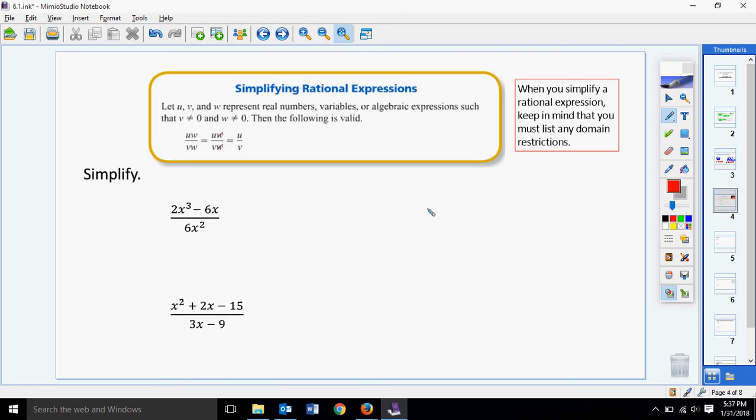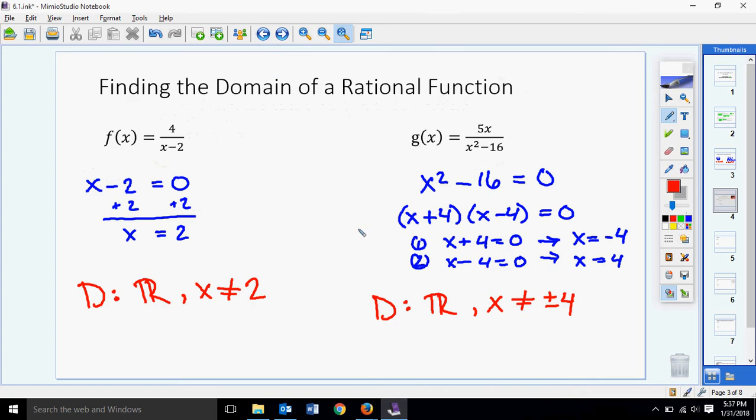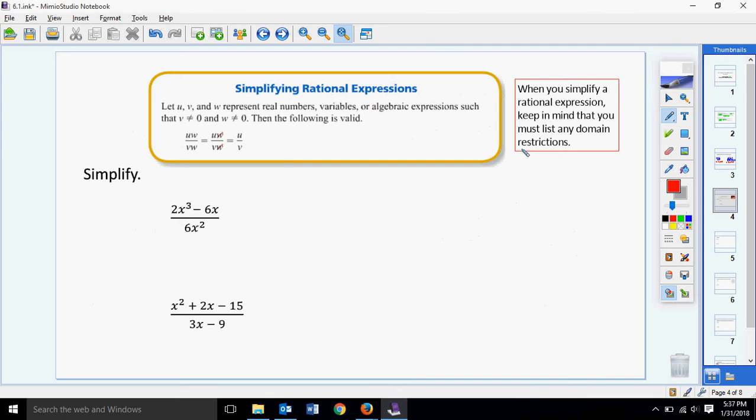Now, simplifying rational expressions. Keep in mind that we need to list our domain restrictions. That's just what we did over here. Our restriction on the function f was 2; x couldn't be 2. And on the function g, x couldn't be positive or negative 4. That's what it means by listing any domain restrictions. When we go to simplify, notice up here that if u, w, and v are either real numbers, variables, or algebraic expressions, we can cancel them out when they match on the top and the bottom.